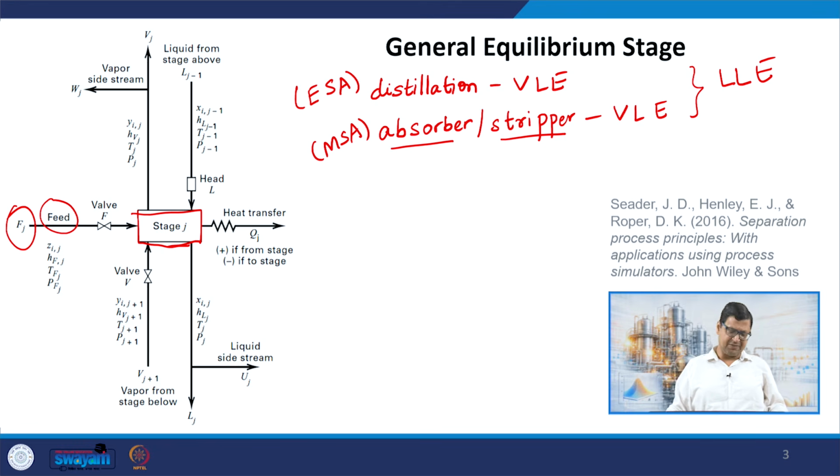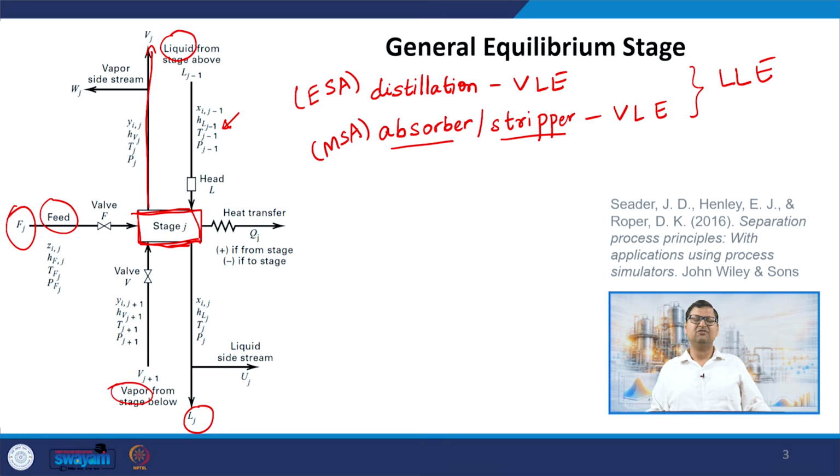So, there is a feed coming there, and then there is a liquid that is flowing down and a vapor that is flowing up, and liquid therefore comes from the stage above to the stage below. Whatever liquid comes from stage J minus 1 comes to stage J, and what leaves is what is leaving from stage J. Lj is the flow rate of liquid leaving stage J. Vapor on the other hand is going up, and vapor from stage J plus 1 enters stage J, and then what is going out is the flow rate Vj of the vapor.